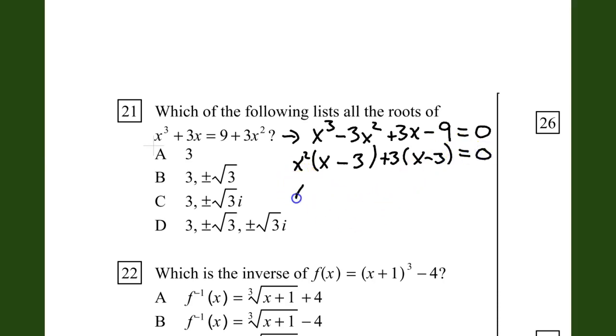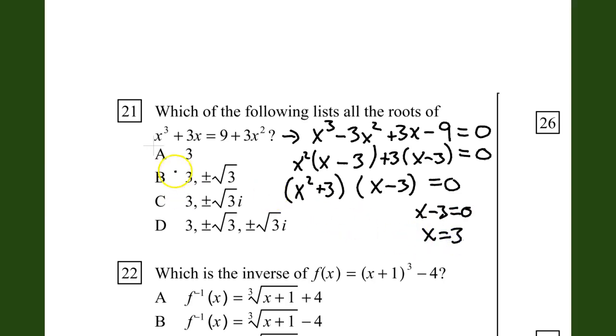So we have two factors, x squared plus 3, and then x minus 3 equals 0. So with x minus 3 equals 0, we just get an answer of positive 3. All right, so it looks like all these have that listed. That doesn't help us. So the next one will have x squared plus 3 equals 0, so x squared equals negative 3.